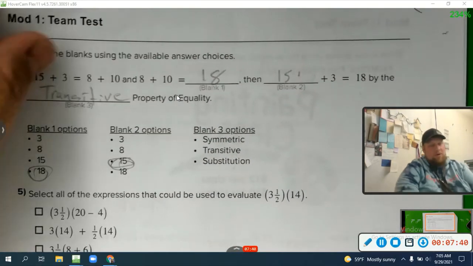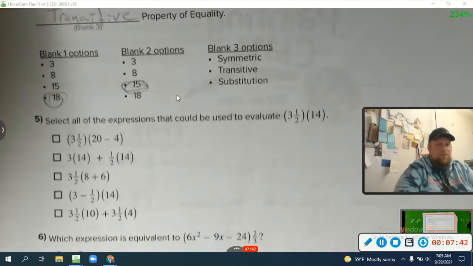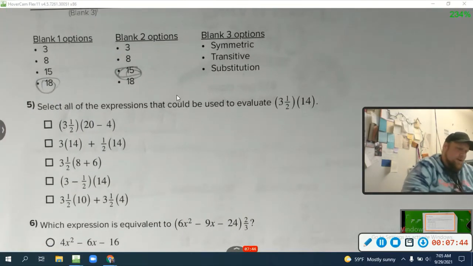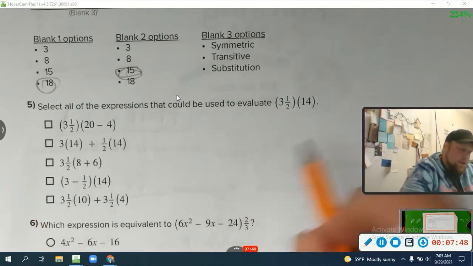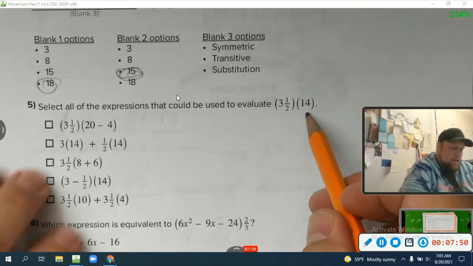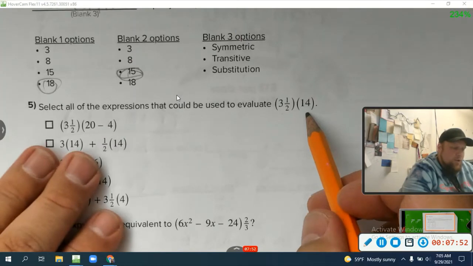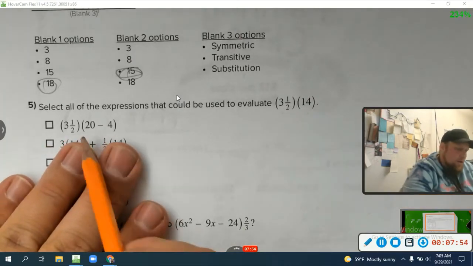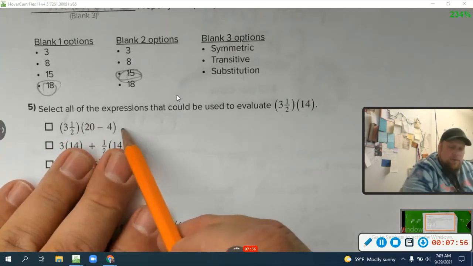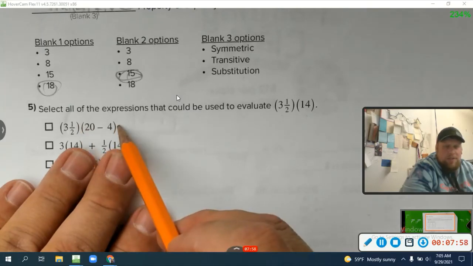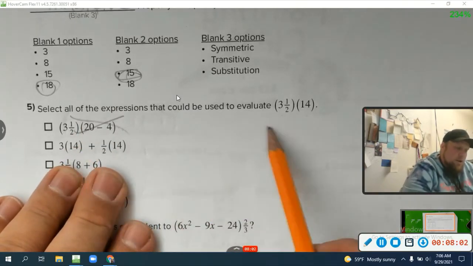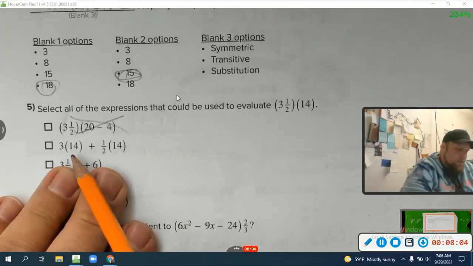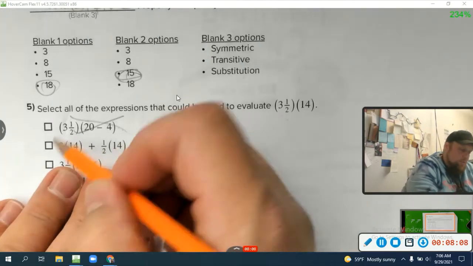Okay, this next one. Again, please don't lock up when you see fractions. This is just a test on the distributive property, really. So I have 3.5 times 14. How else can I rewrite it and evaluate it? Well, is it the same as 3.5 times 20 minus 4? Well, 20 minus 4 is 16, so that's not the same. That's gone. Can I split up the 3.5? Is 3 plus a half 3.5? Yeah, so I have 3 times 14 plus a half times 14. Boom, that's the same.